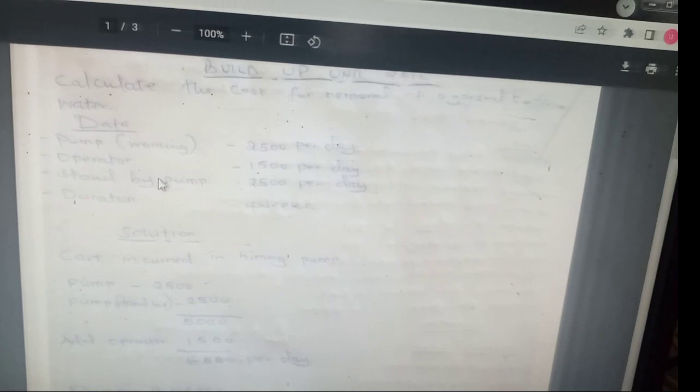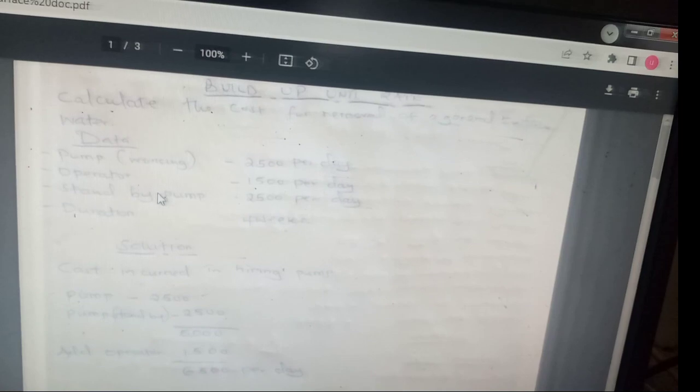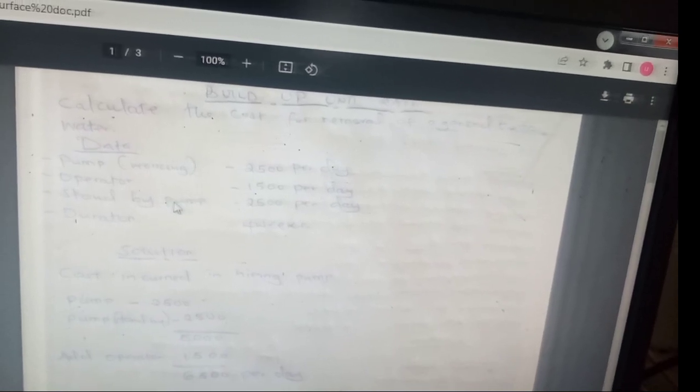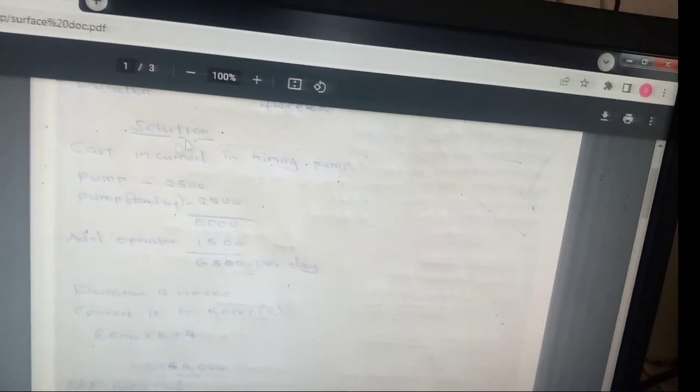Okay, so our question is: calculate the cost for removal of general surface water. The data that we are given is pump. The working one will be 2,500 per day, operator 1,500 per day, standby pump 2,500 per day. Then the duration of the work will be 4 weeks. So that is the data that we are given.